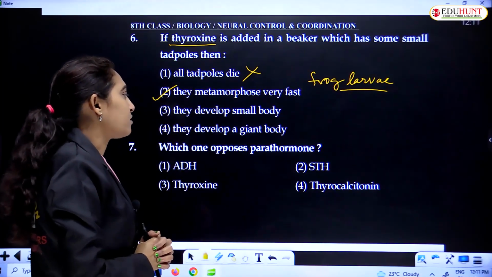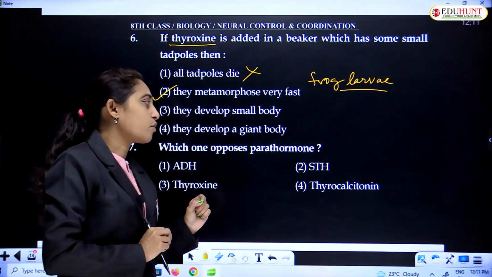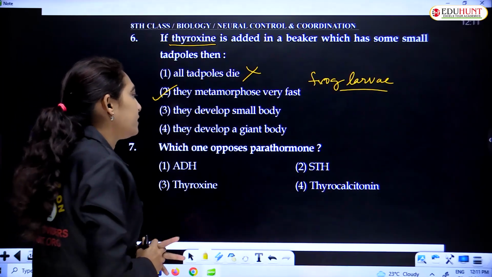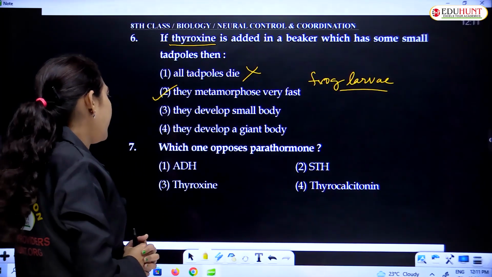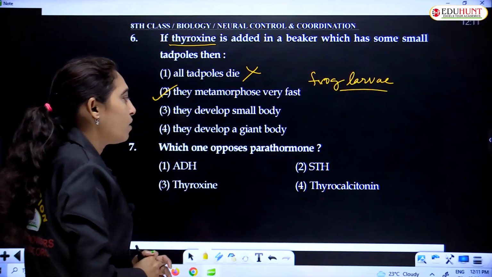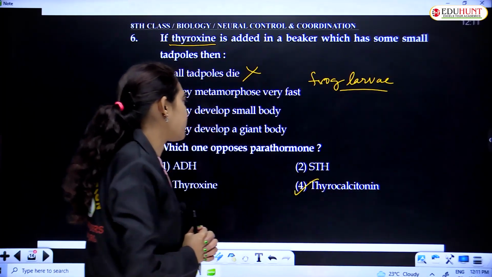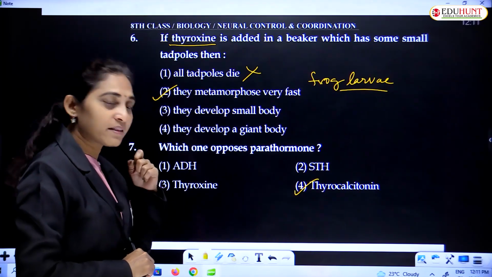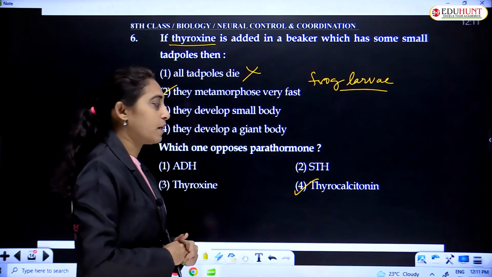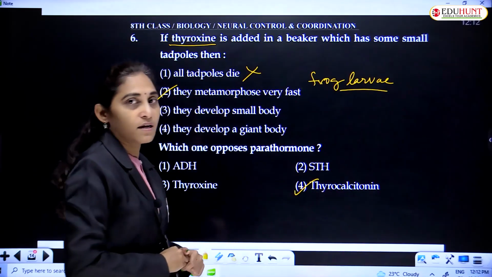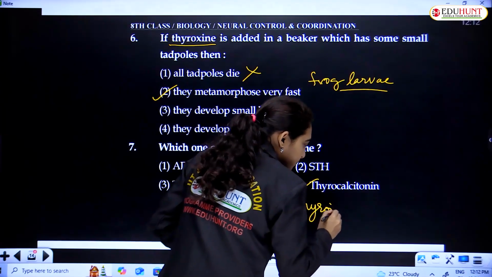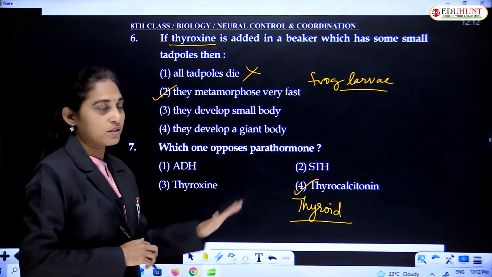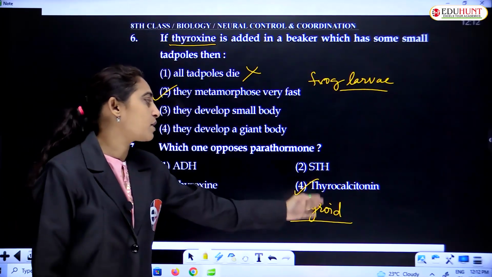Which one opposes parathormone? Parathormone is the hormone released by the parathyroid glands, which are embedded in the thyroid gland. We have discussed this while discussing the parathyroid gland. ADH, STH, thyroxine, or thyrocalcitonin? Thyrocalcitonin is the correct answer. Because parathormone causes an increase in the calcium level in the blood, but thyrocalcitonin, which is released by the thyroid, causes decreased calcium. So in that way, both are antagonistic. Parathormone opposes thyrocalcitonin.